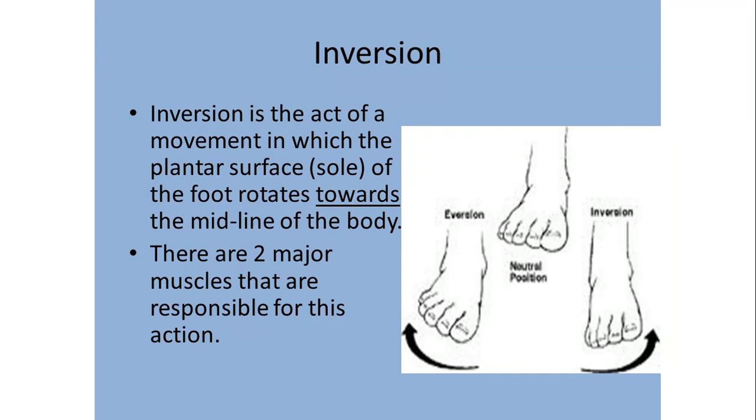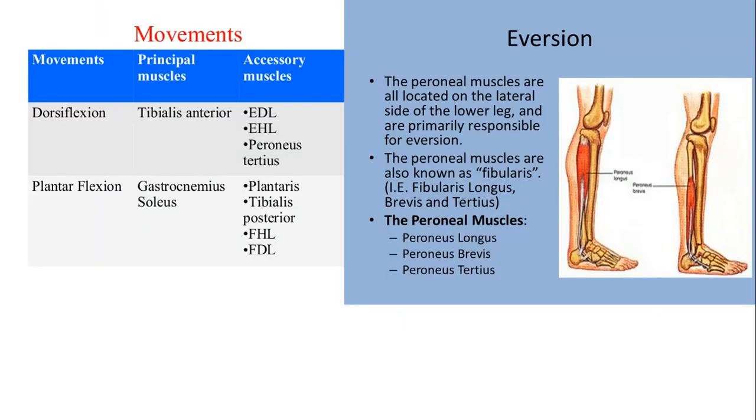And there are two major movements, so the other movement is eversion. These are the dorsiflexion and plantar flexion movements. Dorsiflexion, these are the muscles. Plantar flexion, these are the muscles. For eversion, the peroneal muscles are located on the lateral side. We know that; you have learned it already. The peroneal muscles are also known as the fibularis muscles: fibularis longus, brevis, and tertius. And these are the muscles of eversion.